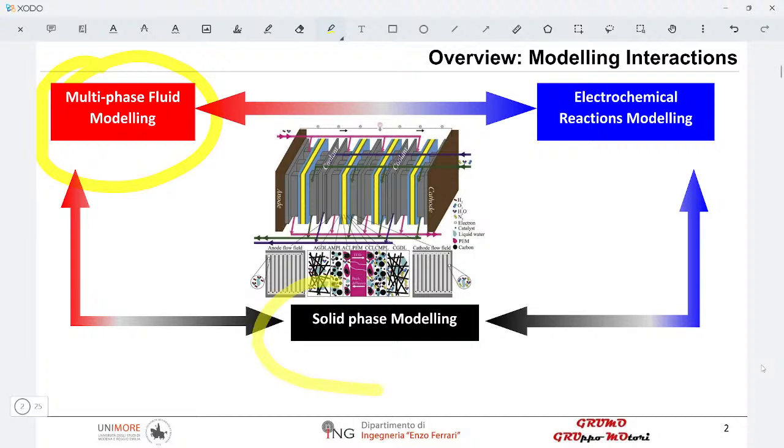Then we have solid parts. So it will be not only more than one phase, but also more than one physics. Which are these solid parts? Clearly, the membrane. It's a solid polymer, and it will always be present in a simulation of a fuel cell. Then we have the bipolar plates. These are conductive parts with multiple roles, which we will talk about: structural role, heat dissipation, charge conduction. So yes, we have another solid part.